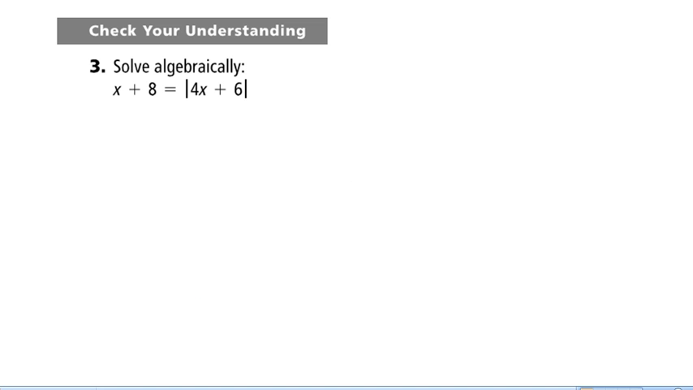Here's our last question from the textbook. As usual, not very much different, just uglier. So we've already got the absolute value by itself. So we know that 4x plus 6 is either going to equal x plus 8, or 4x plus 6 is going to equal negative, sorry, negative x plus 8.